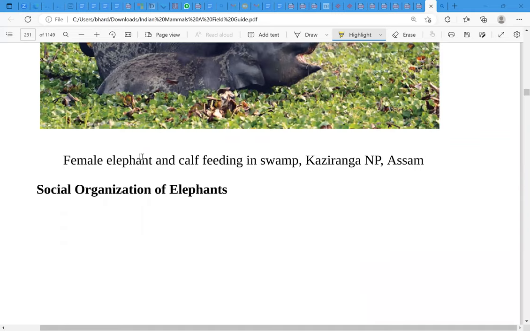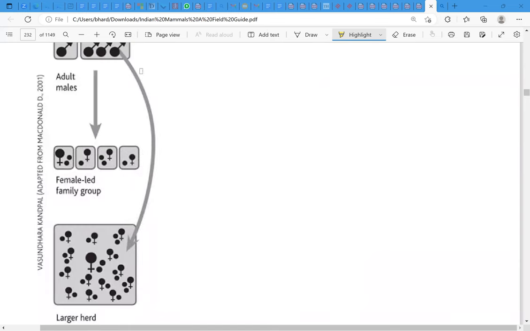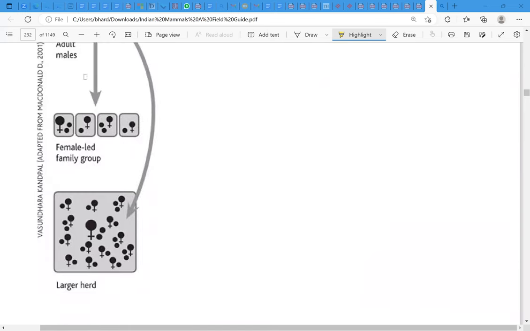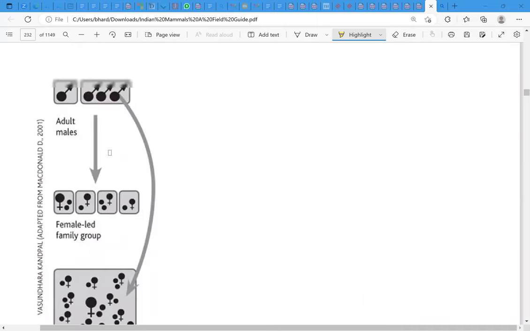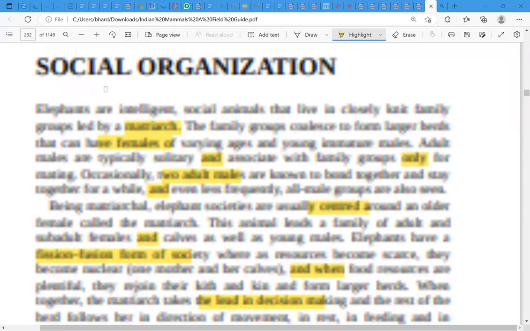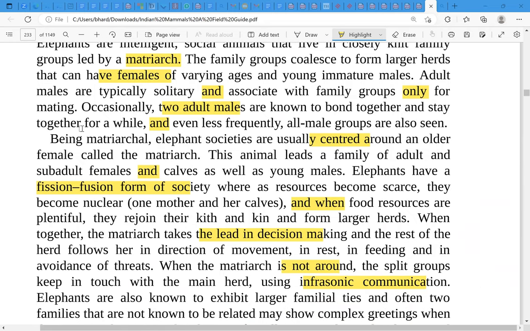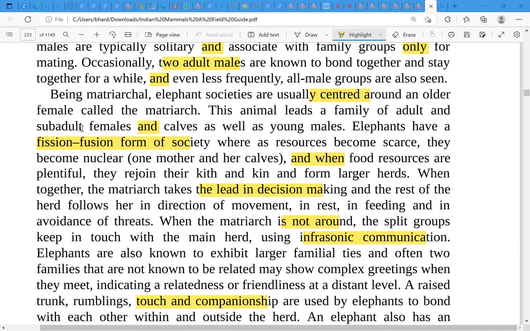Social organization of elephants is very important to understand. That's what we talk about. See, here is a hierarchy shown. It is adult males and female-led family group, and it is a larger herd. Adult may not always be the leader. It will be giving chance to the female, that is the family head. Social organization is matriarchal, that's what we say, where the female is the leader. The family group leads to larger herds. They can have females of various ages and young, immature males. Adult males typically live alone, they are solitary, they do bond, but only in the times of reproduction. The rest of the time, all male groups will be there, but very infrequently. But then, elephant is a matriarchal animal.